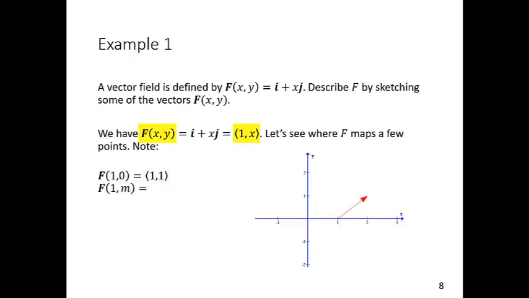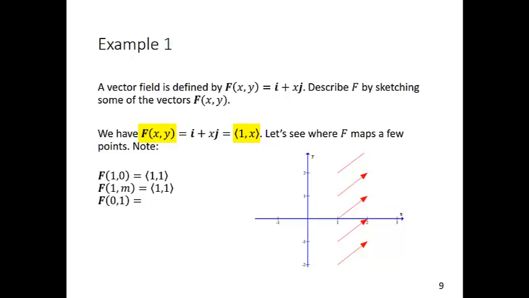Now, because of the nature of this particular vector field, we see that any point whose x component is 1 will also map to the vector ⟨1, 1⟩. So, for any point whose x component is 1, it will map to a vector that points to the right 1 unit and up 1 unit. Okay, what about another one? What about the point (0, 1)?